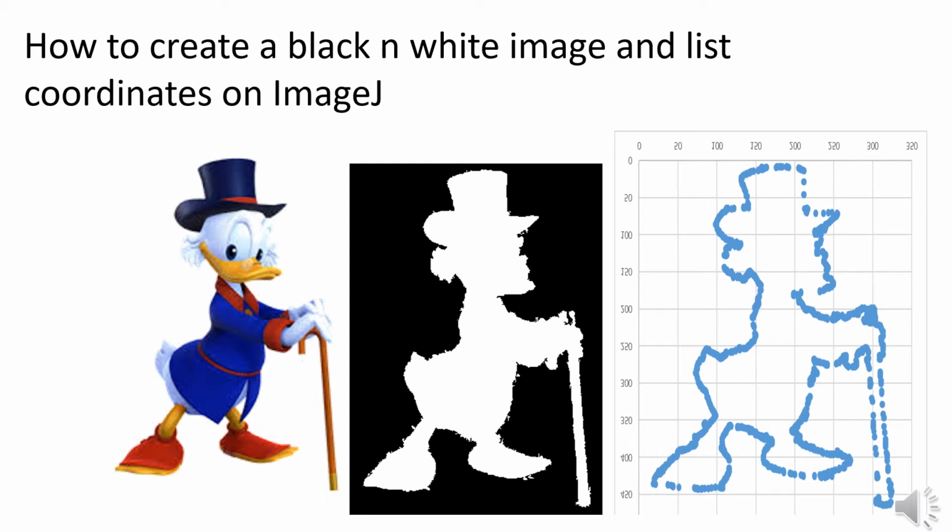Hi everyone, today we are going to see how we can create a black and white image directly from a colored image that is present, and how we can plot the outline of that image onto a graphing sheet or onto an Excel sheet. We will be using the tool ImageJ, which is free software for this purpose.